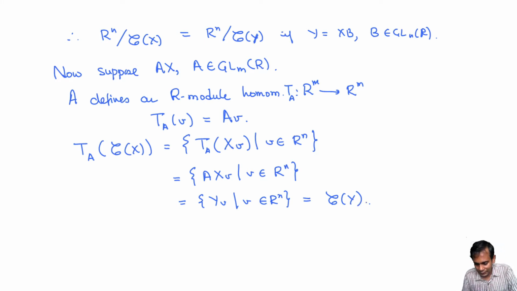And so this is the column space of Y. So what we see is that T_A maps the column space of X exactly onto the column space of Y. And because A is in GL_m(R), this T_A is actually an invertible R module homomorphism, and therefore it's a bijection. So T subscript A maps the column space of X bijectively onto the column space of Y. It's an isomorphism of the column space of X onto the column space of Y.